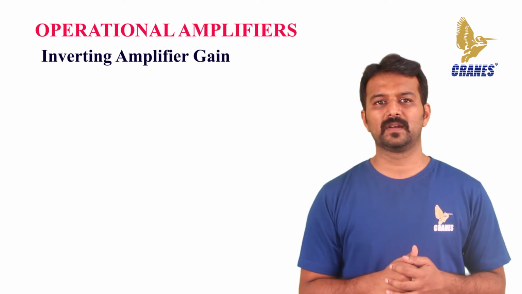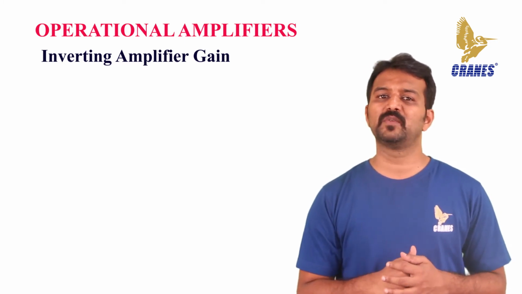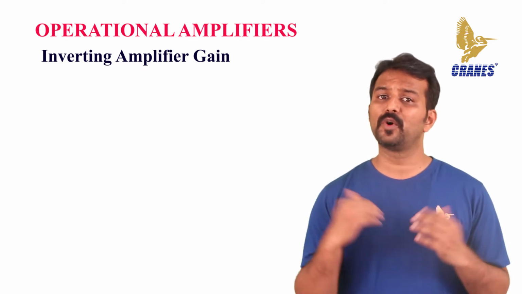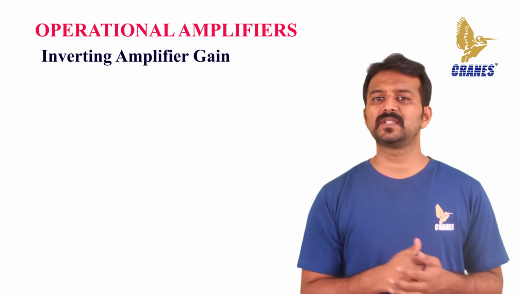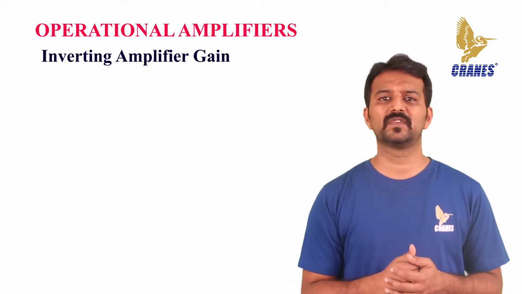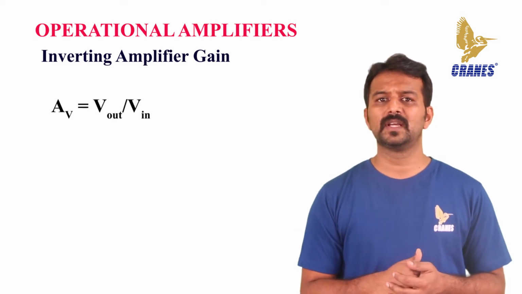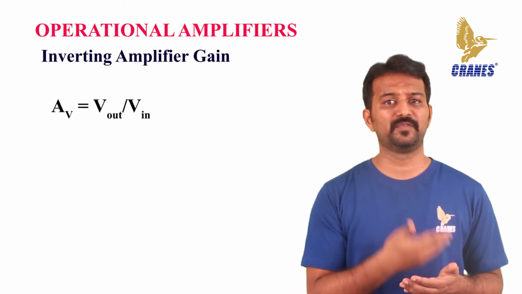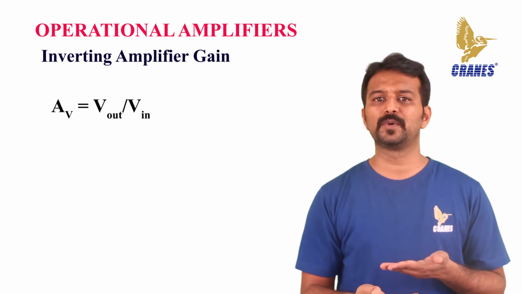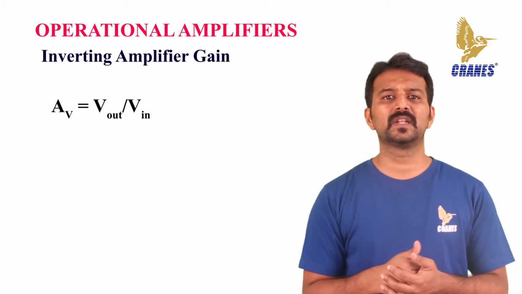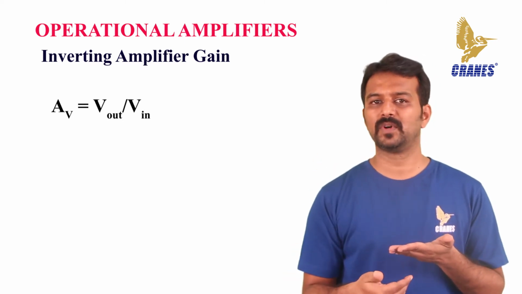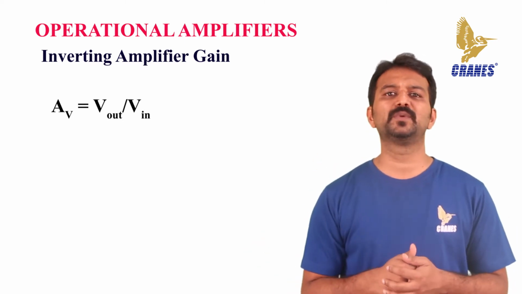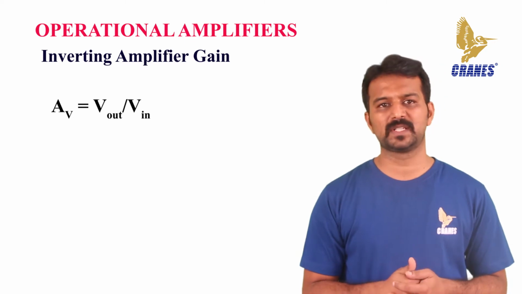Inverting amplifier gain. One of the main features of the inverting amplifier circuit is the overall gain that it produces. This is quite easy to calculate. The voltage gain, which is denoted as AV, is the output voltage Vout divided by the input voltage Vin. It is the number of times the output voltage is larger than the input voltage.